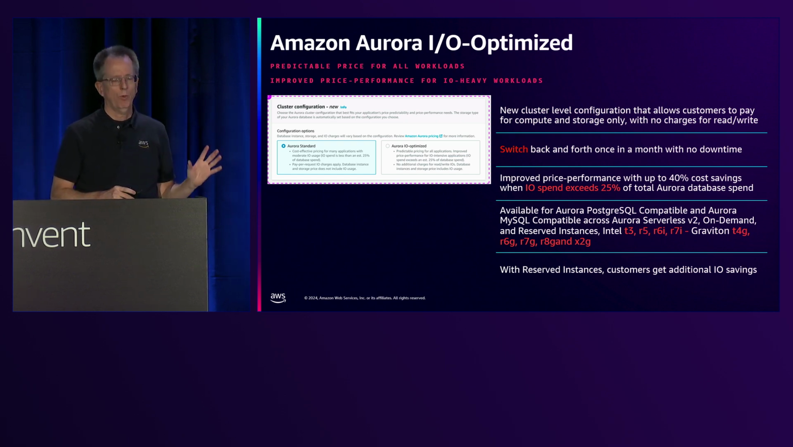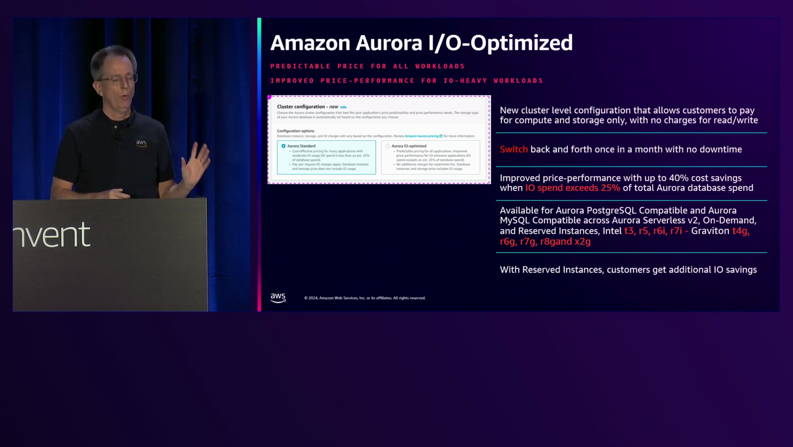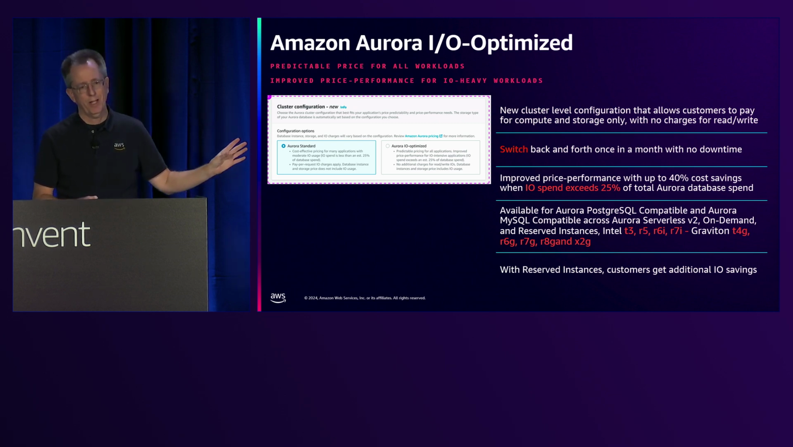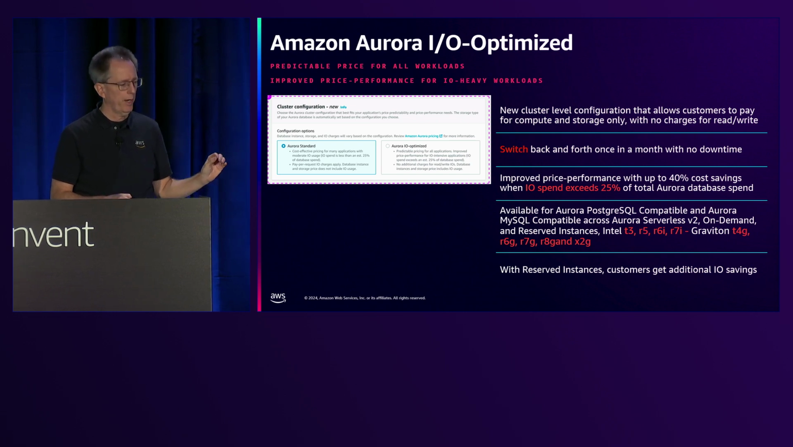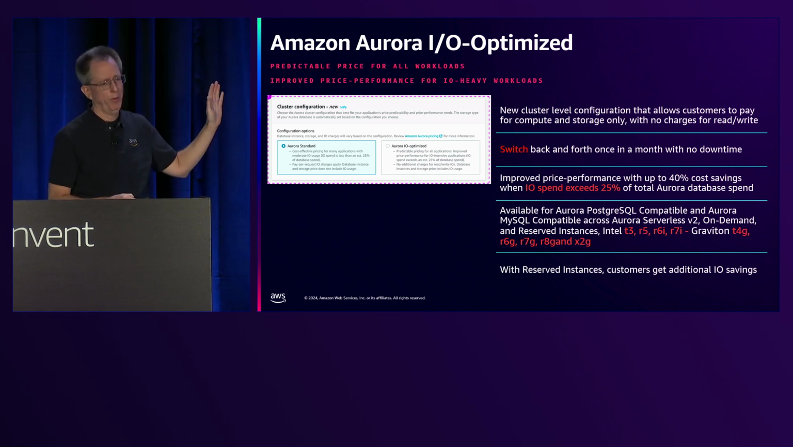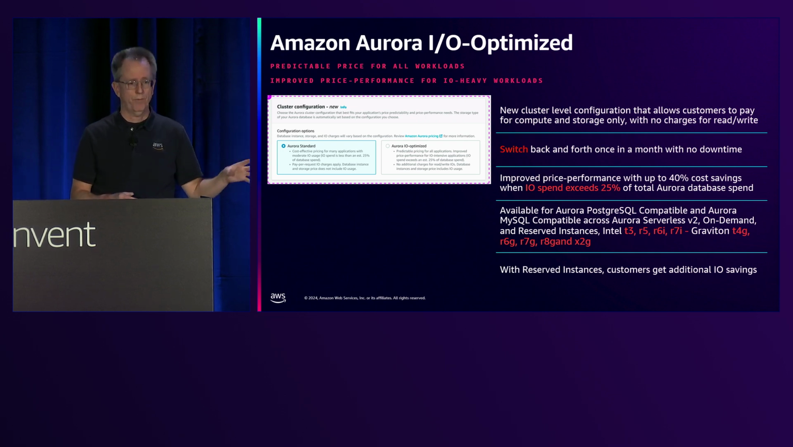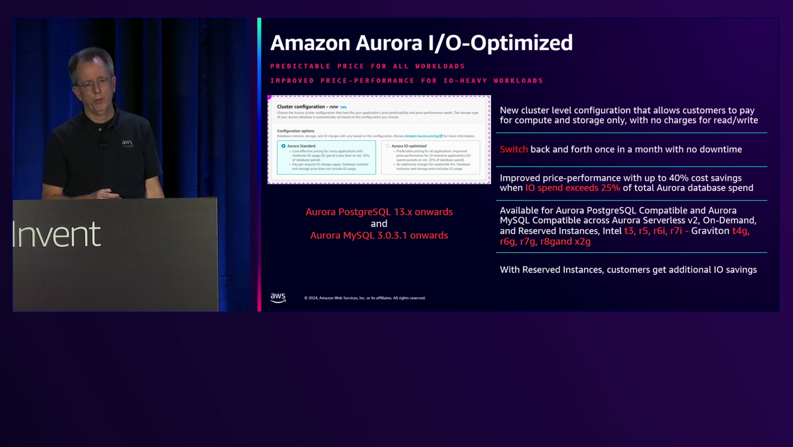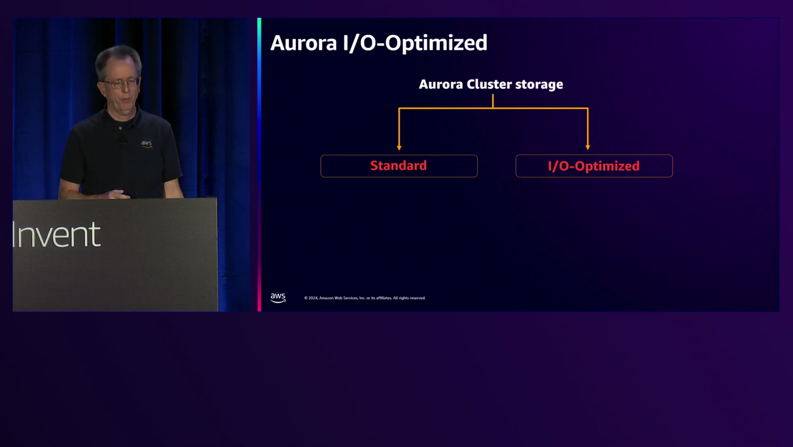This is typical where your I/O spend, if you look at your bill and you say, look, my I/O costs are more than 25%, then you should really check this out. We've had customers, like it says 40% there, but I've had some customers I talked to today, 70% savings on their Aurora bill that do a lot of I/O, right? It's basically available on all the instance types. I'm not going to read all those. And you can get additional discounts if you're using reserved instances. It's available on all the new versions, basically. So how does this look in detail for pricing?